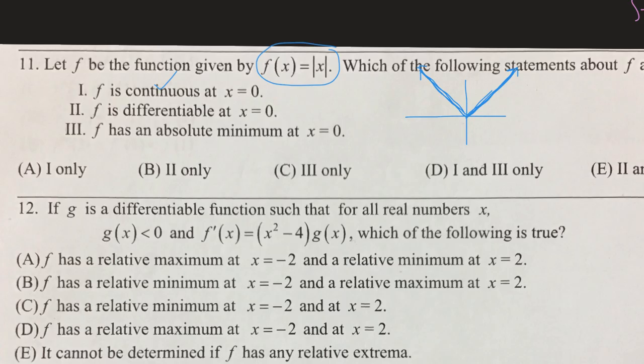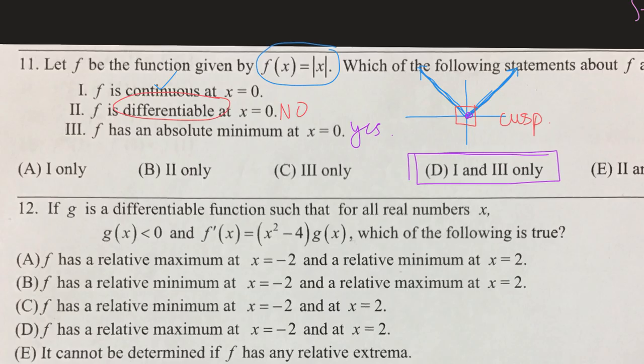Is it differentiable? The answer is no, because there is a cusp. It makes a hard angular turn, and if we have an angular turn in our graph, that function is not differentiable at that angular turn. And then the third part here, does it have an absolute minimum? That answer is yes also. 0 is the lowest that this graph is ever going to be. So the right answer is D.